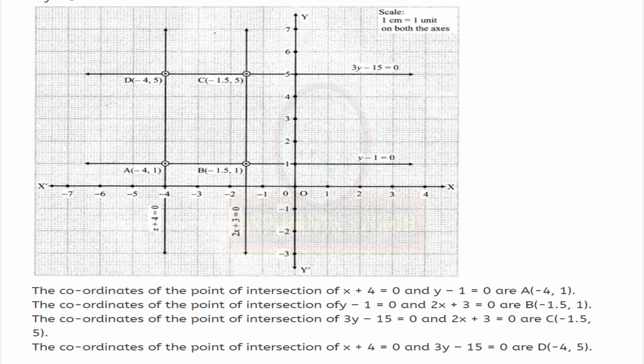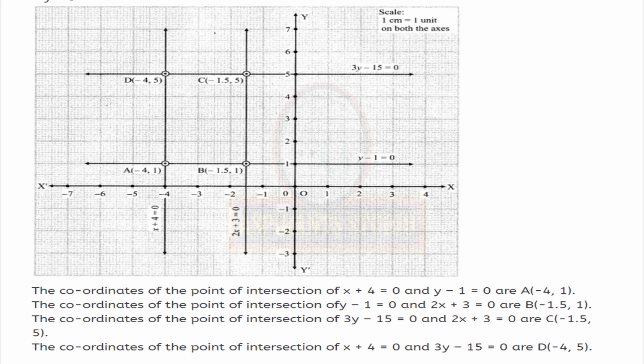The coordinates of the point of intersection of 3y minus 15 is equal to 0 and 2x plus 3 is equal to 0 are C, which is otherwise minus 1.5 comma 5. The coordinates of the point of intersection of x plus 4 is equal to 0 and 3y minus 15 is equal to 0 are D, which is otherwise minus 4 comma 5.